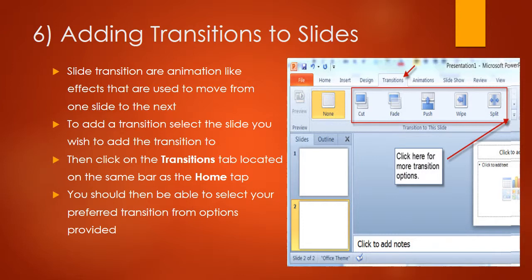Now once you select the transition that you wish to use, the Preview button, again located in the upper left hand corner, is not highlighted right now because none of the transitions are selected. But once you select a transition, you should be able to preview it by clicking the Preview button here, and you should be able to see how the transition would affect your PowerPoint presentation, or how it would be implemented into your presentation.